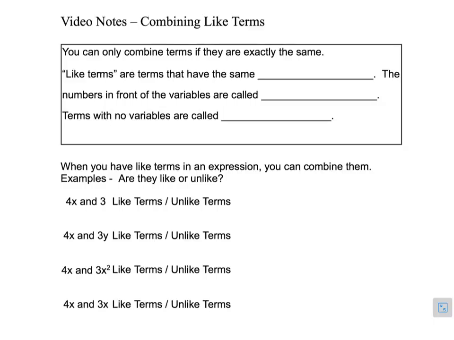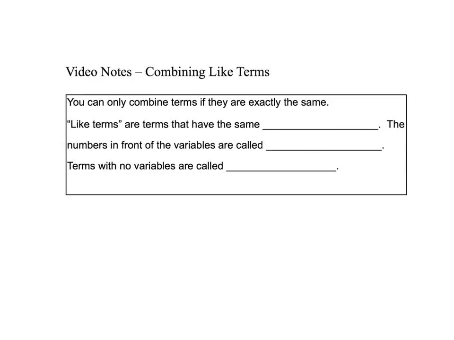Today we're going to take notes on combining like terms. Make sure you have this paper in front of you and we'll get started. So let's start with a little vocabulary. You can only combine terms if they are exactly the same. Like terms are terms that have the same variables.